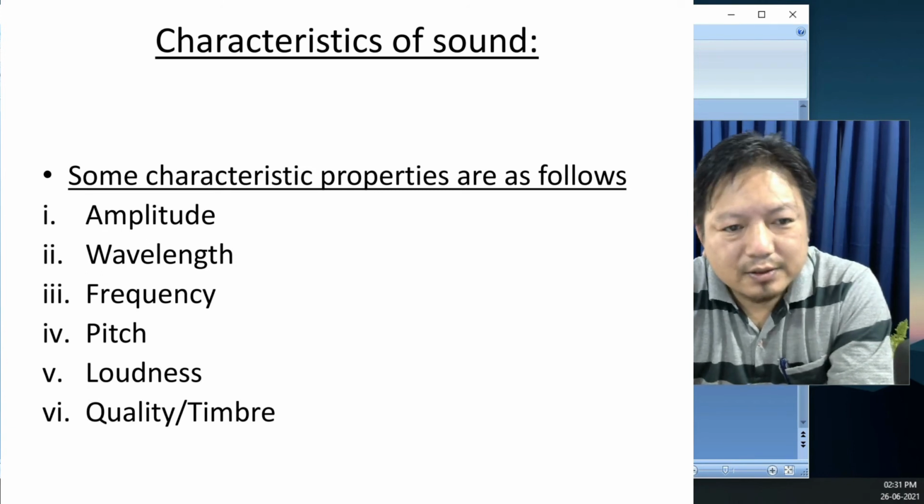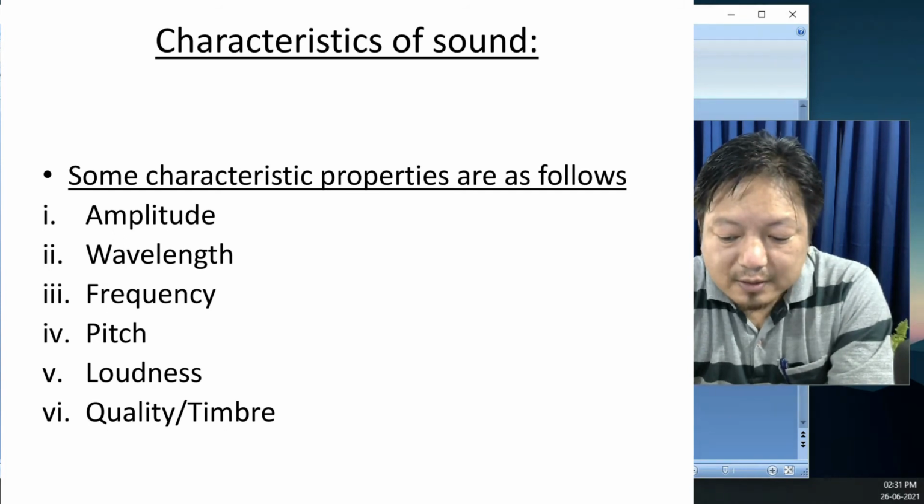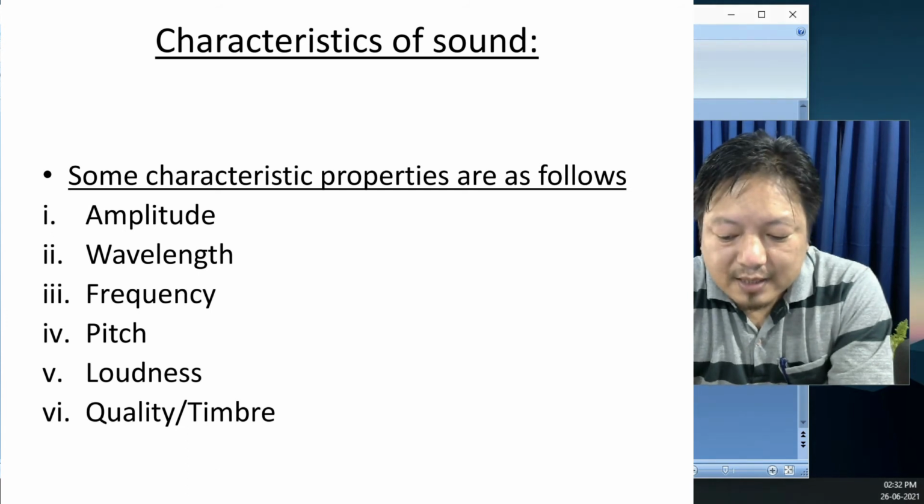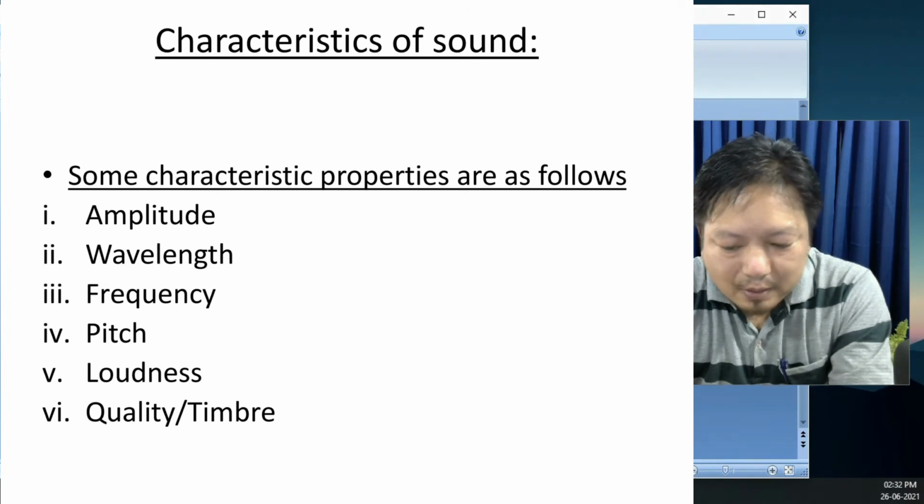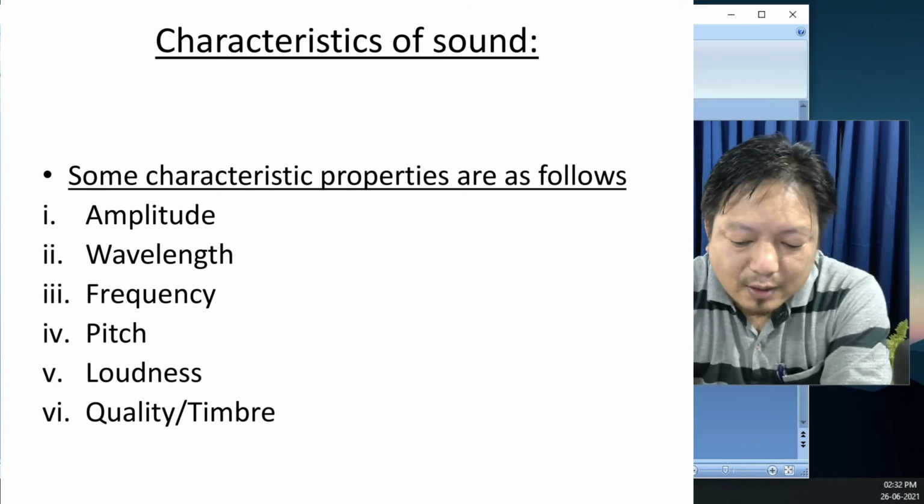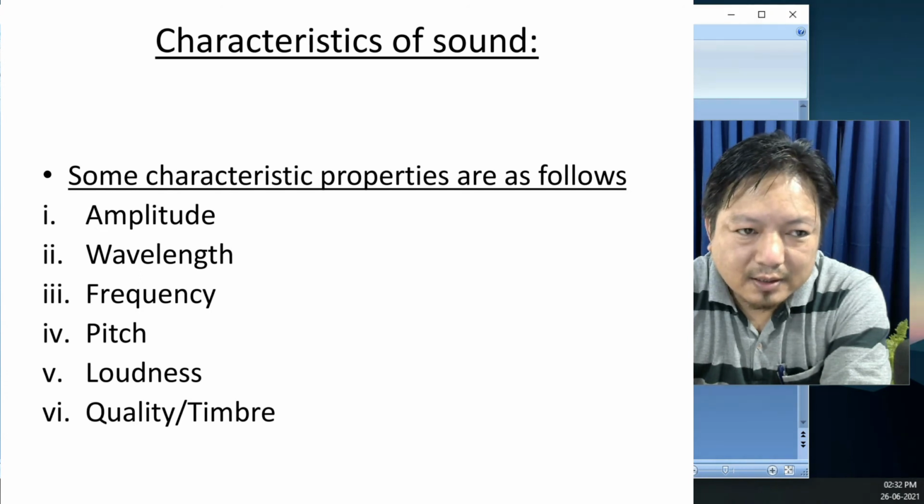The fourth point, pitch. Pitch of a sound wave determines how it sounds to our ear. Pitch depends on frequency. For example, a bird chirping has a high pitch sound. And another example, let's say a lion roar. When a lion is roaring, right? It is a low pitch sound. So a sound with high pitch is shrill, and a sound with low pitch is dull.